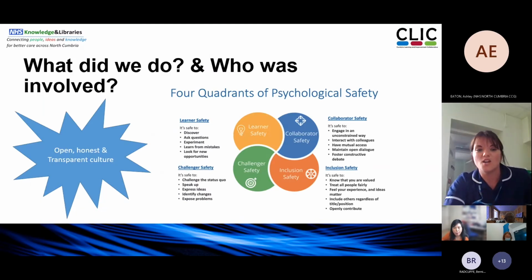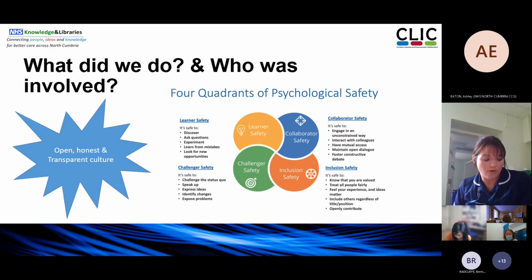So what we did and who was involved. At the start of it, what we wanted to do was create that open, honest, transparent culture, and that was really, really important. And I think what I found from experience of leading people through change is you need to take it right back to basics before you even start thinking of the change that you're going to be implementing. That right back to basics is looking at your psychological safety within your team, making sure you've got good teamwork. When we started the project, we implemented a project group.